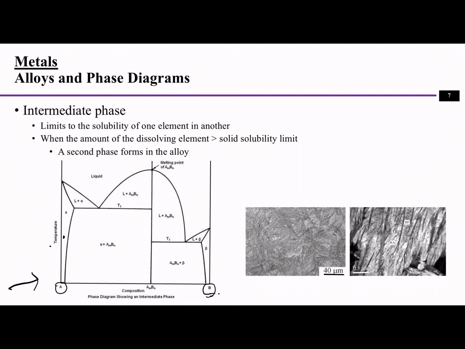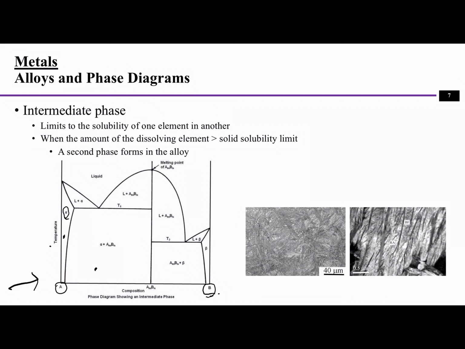it's mostly A element with a little bit of B element. And in this case, when the temperature goes up, it will stay in this alpha phase, right? This alpha phase means this is the alpha structure of the material. Well, let's look at another case.